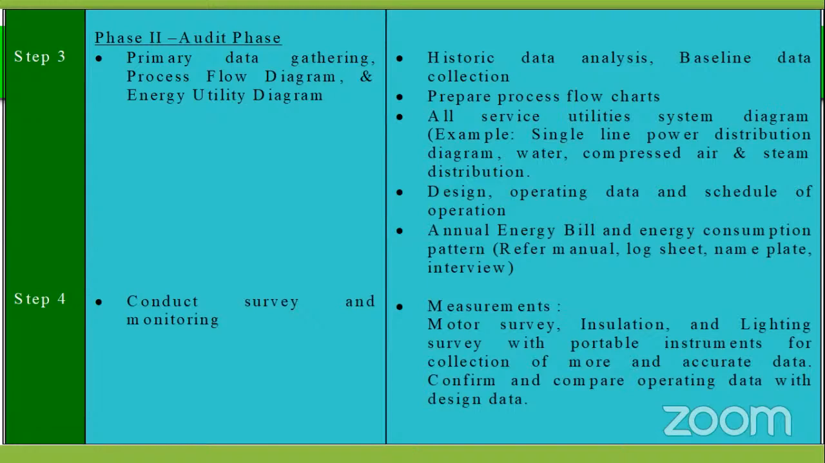So reference manual, log sheet, nameplate, interview, all such things are to be put up in the primary data gathering. And the fourth step is to conduct survey and monitoring. Measurements: motor survey, insulation, lighting survey with portable instruments for collection of more accurate data, and confirming and comparing operating data with design data. That means the nameplate. Whenever we go for auditing, only then would we ask for the nameplate details to know about the efficiency.